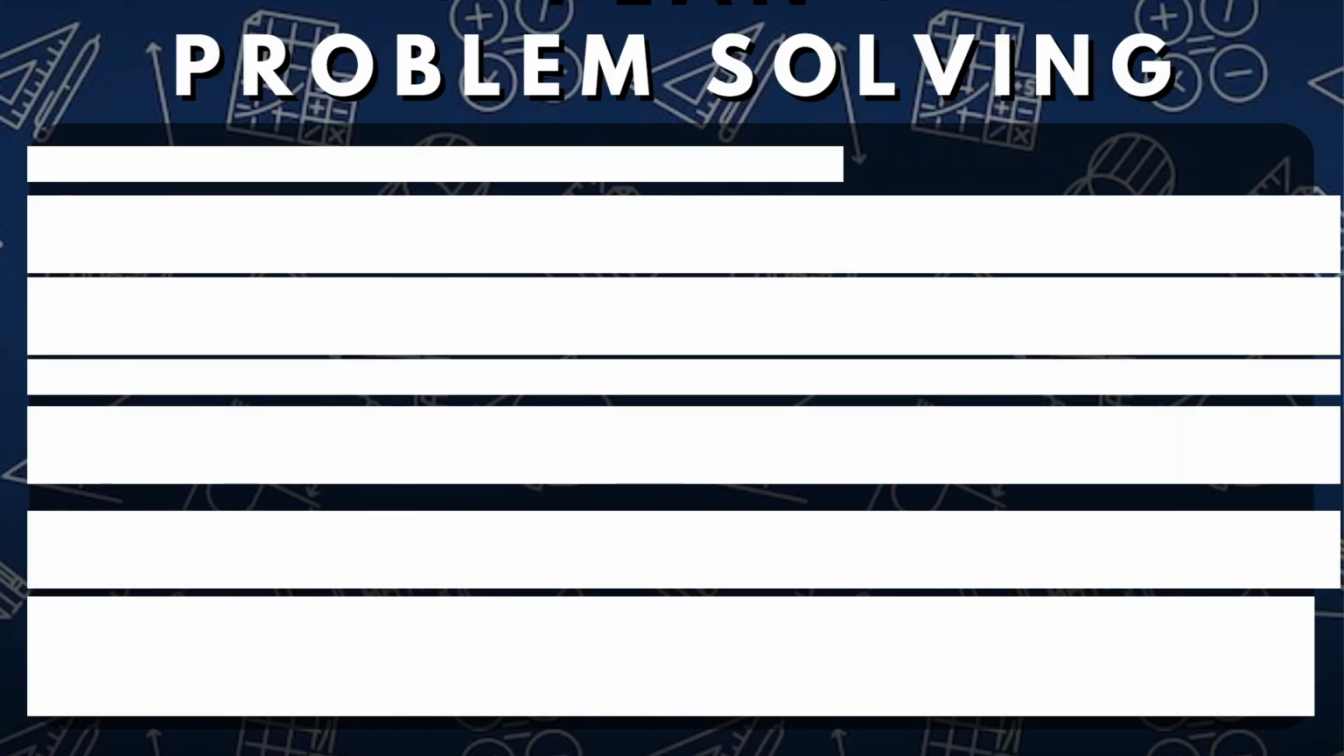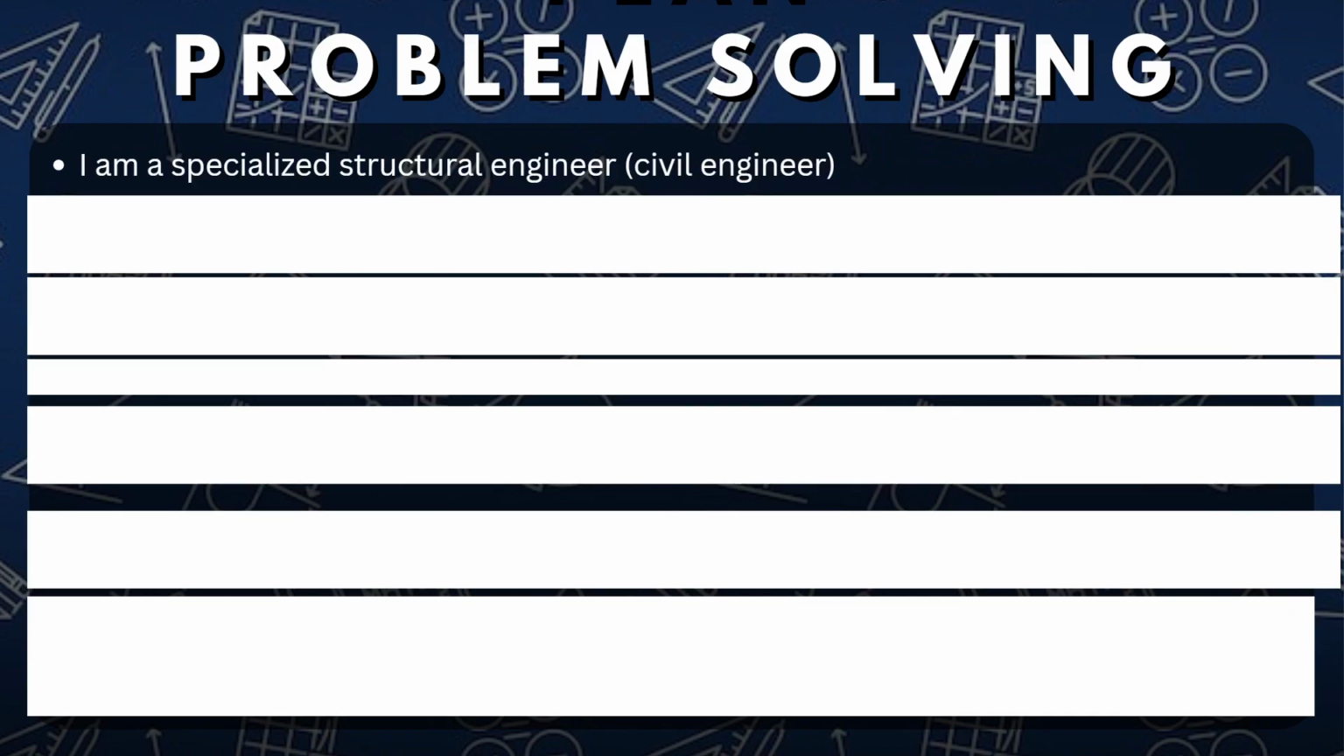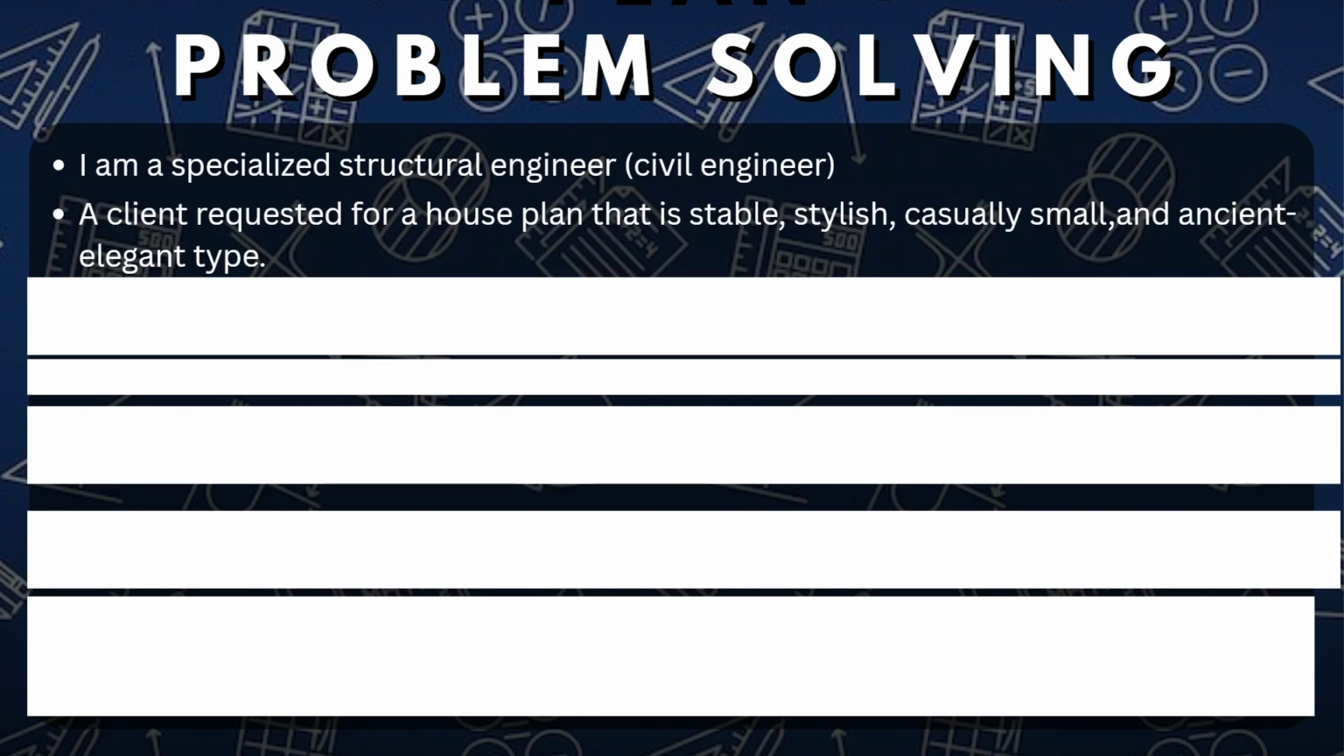Alright, moving on to our problem. For our problem, here's the situation. I am a civil engineer specialized in structural engineering. Now a client approached me and requested a house plan that is stable, stylish, casually small, and of an ancient elegant type. So in short, he wants a very modern-like structure of a house that embodies the ancient elegant type.